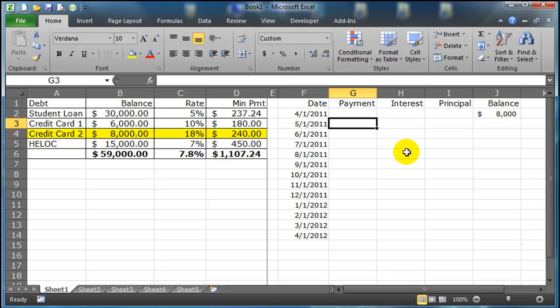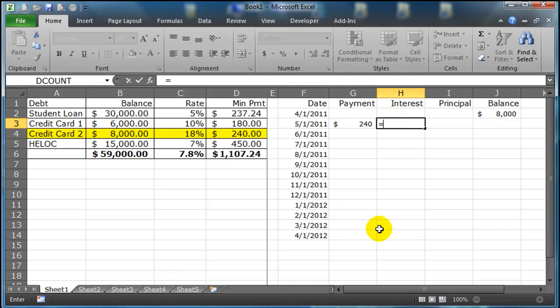Now my payment here, say I'm going to start this off in May 1st, is going to be equal to the previous balance times 0.03. And there's my first payment. Fantastic. Now the interest charged is going to be equal to my previous balance times the interest rate on the credit card, which is in my cell C4. I'm going to make this absolute because all of my interest calculations are going to refer to cell C4. So that's absolute. I'm dividing this by 12.